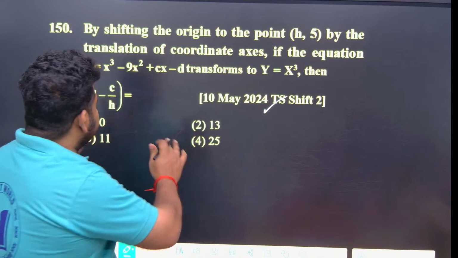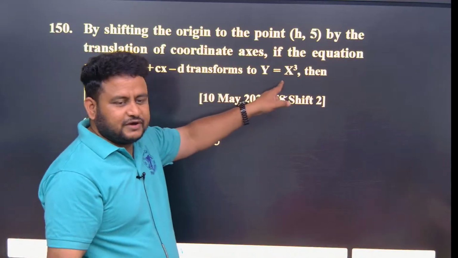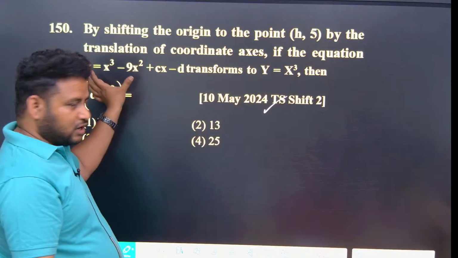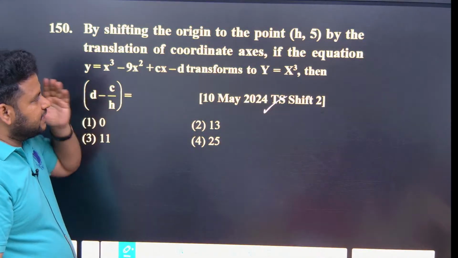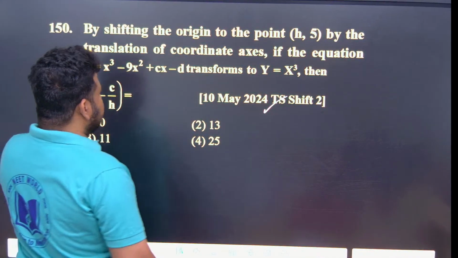What they are telling is, after shifting it is becoming Y is equal to X cube. Capital Y is equal to capital X cube, it is becoming. This is the normal equation. After shifting it is becoming like this. Then they are asking d minus c by h is equal to what?